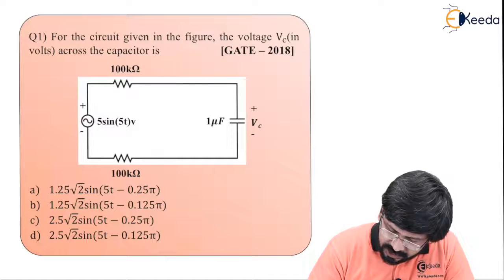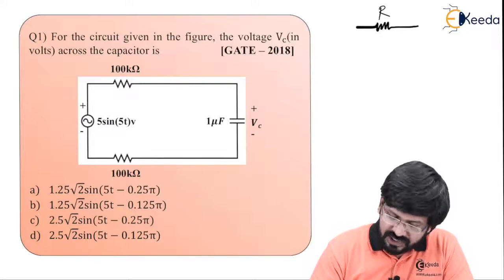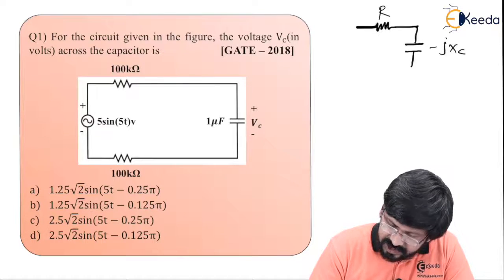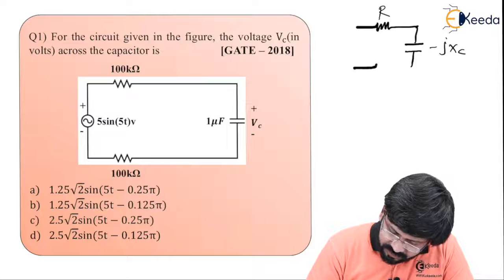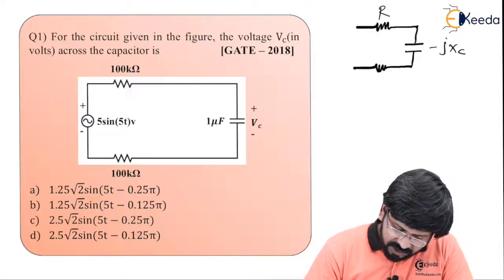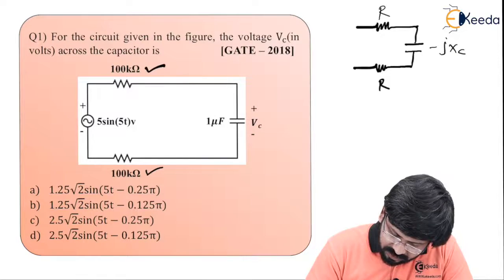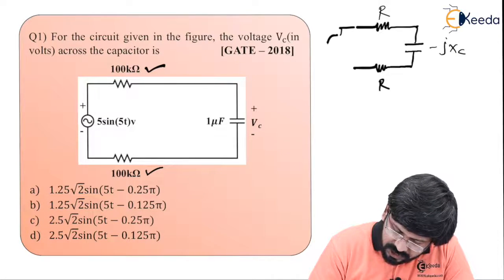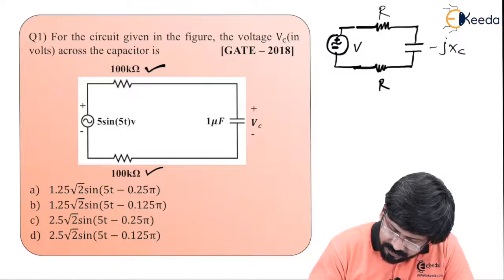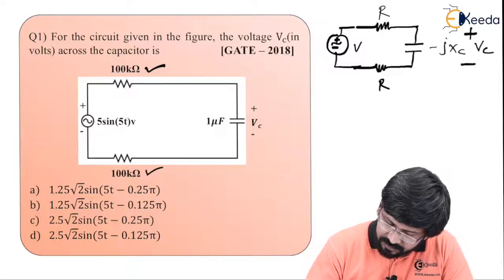So assuming the circuit is in this form, instead of 100K, I'll say R. Instead of the capacitor, I'll say it is minus jXc, that is in reactance form. And we have another resistor, but both values are the same. If it is 100K and the second is also 100K, I'll name this as R only. Let's say the supply voltage is V, of course an AC supply. We have to find the voltage across capacitor C, which is Vc.